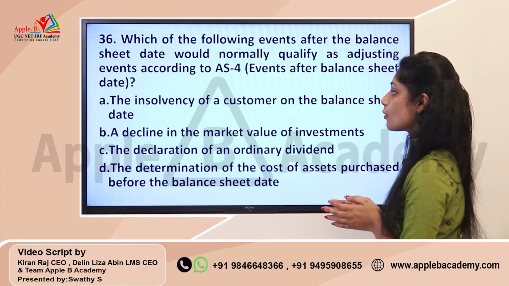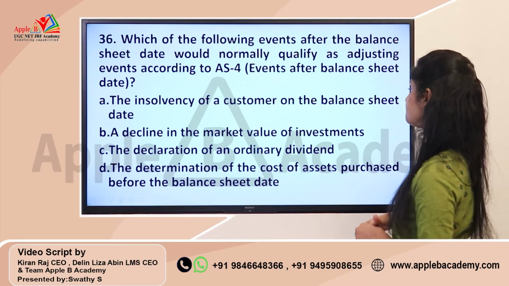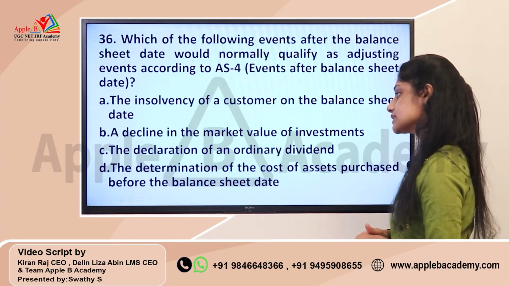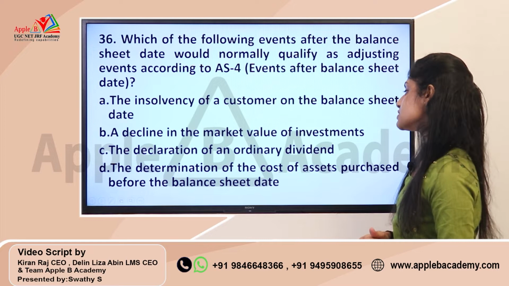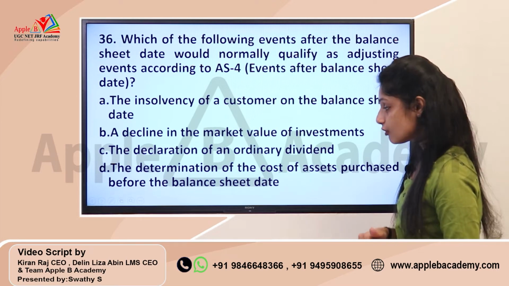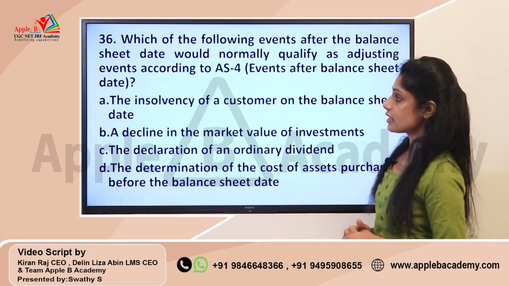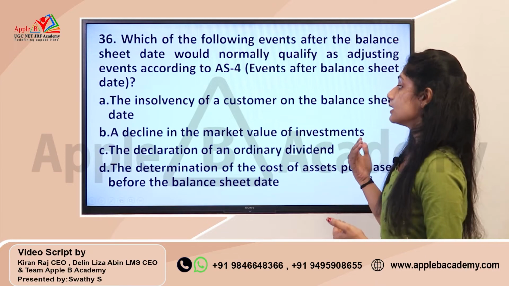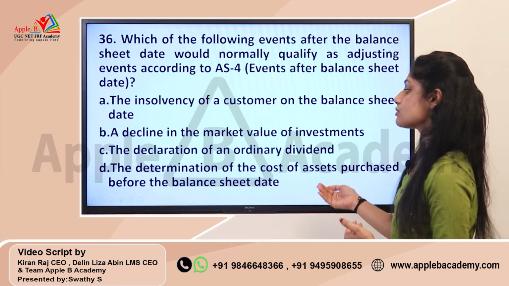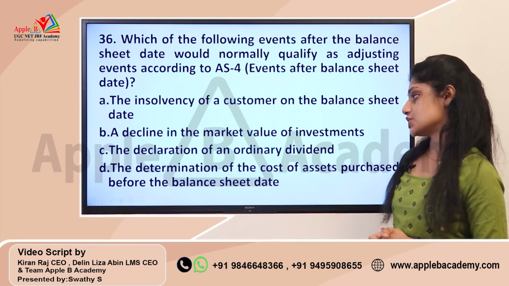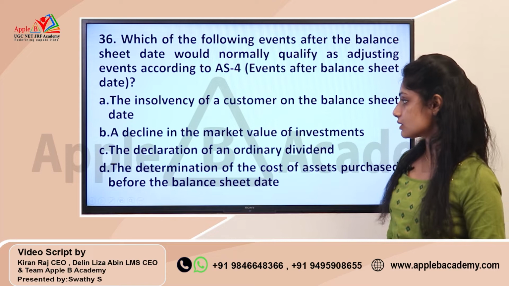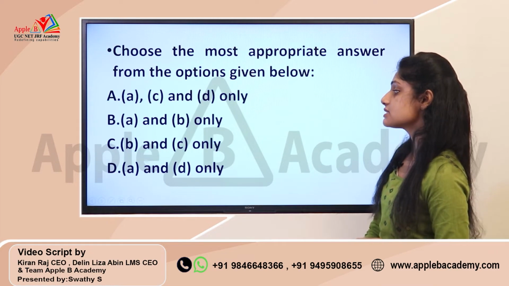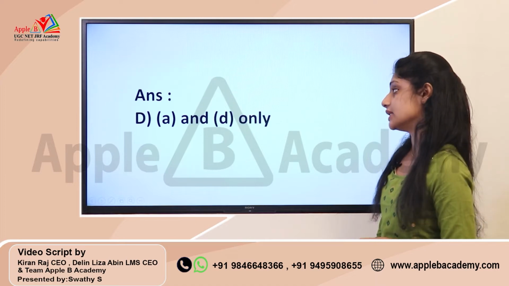So in shift 1 also you have a question from accounting standards, right? So here we have the options: the insolvency of a customer on the balance sheet date, a decline in the market value of investment, the declaration of an ordinary dividend, the determination of cost of asset purchased before the balance sheet date. Okay, so it should include the insolvency of the customer and also the determination of cost of asset purchased before the balance sheet date. So option A and D should be there. So the correct answer is option D, A and D only.